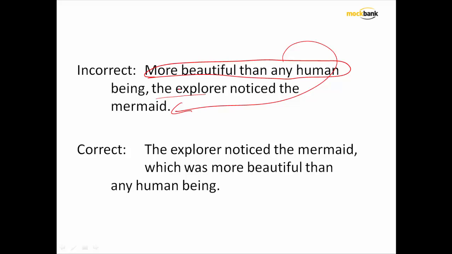The correct sentence is: the explorer noticed the mermaid which was more beautiful than any human being. So we have added this "which was", and now more beautiful than any human being has been put closer to the mermaid. That is what you have to take care of. In case of misplaced modifier, just try to put the modifier very closer to the noun or sentence it intends to modify.